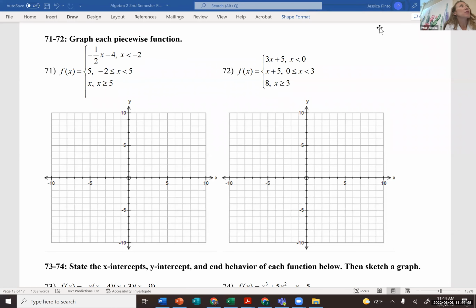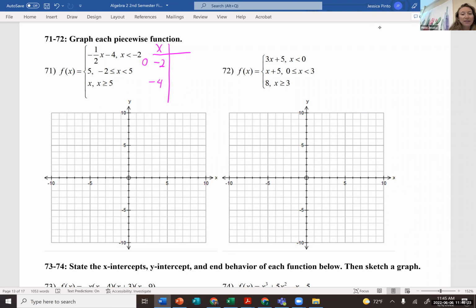As I look at 71, I see that it's a piecewise function, and there are 3 pieces. The first one is negative 1/2 x minus 4, and that's just when x is less than negative 2. So I'm going to make a little t-chart to support me in drawing that function, with x values of negative 2 and a number that's also smaller than negative 2, so negative 4. At negative 2, I'm going to put the open circle.